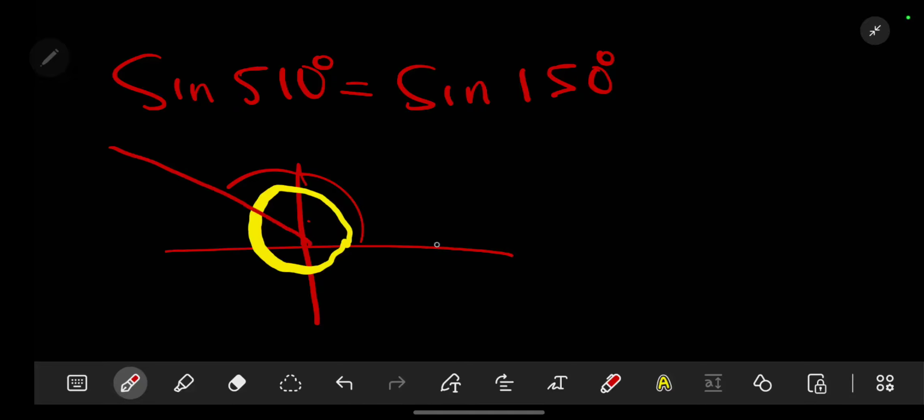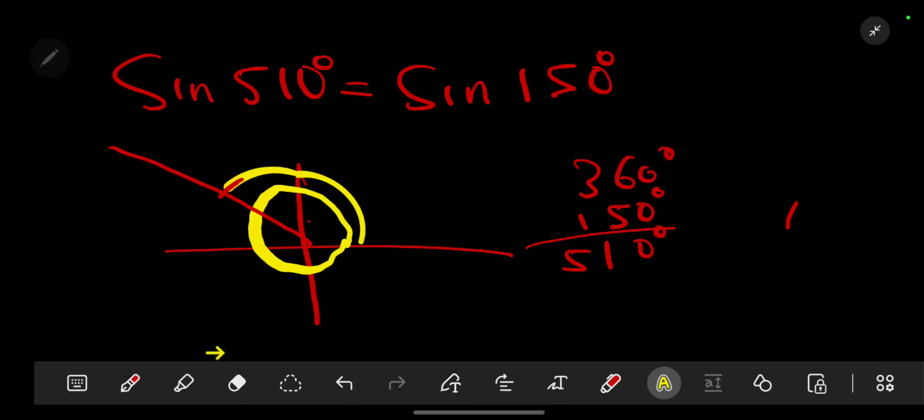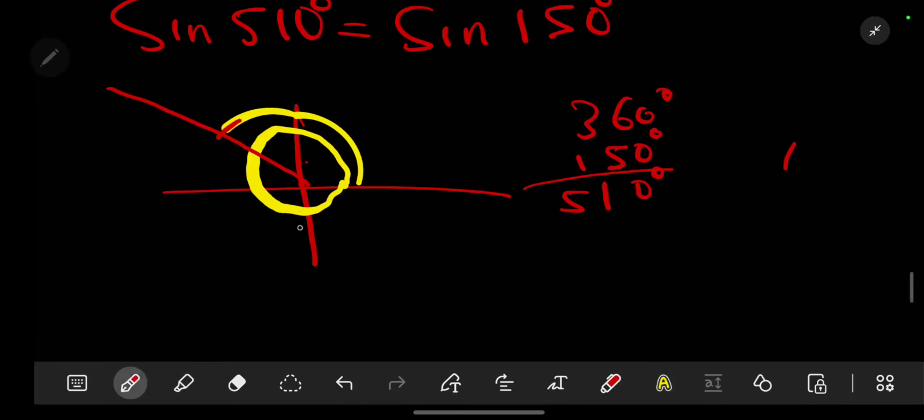So to reach 510, we have to move 150 in such a way that the 360 plus the 150 degrees will be equal to 510 degrees. So this is our 510 degrees. In any case, if you just move from here up to here, it is still 150. So that is what we mean by coterminal angles.